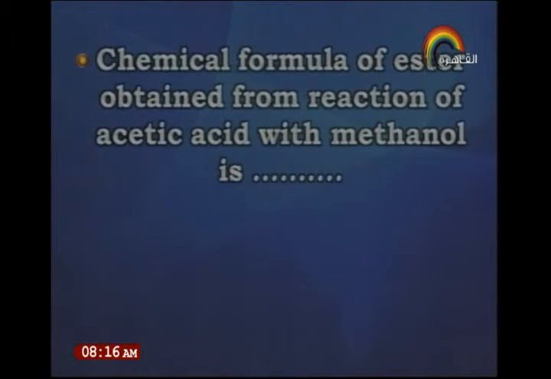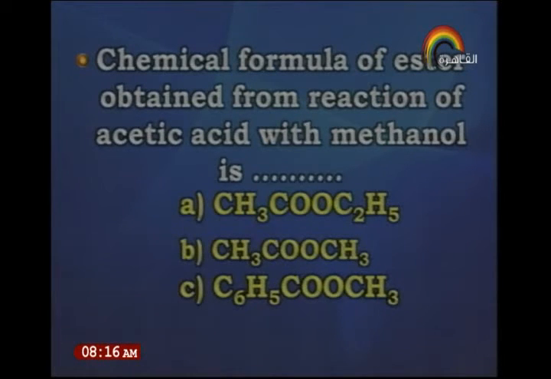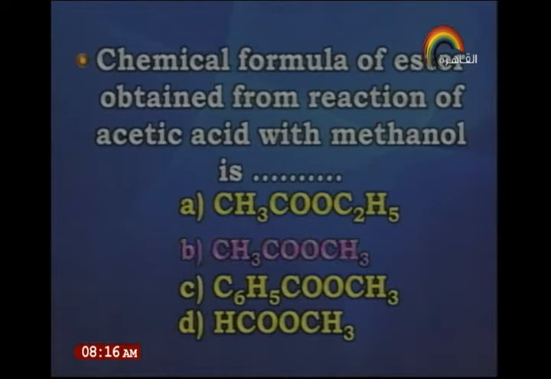Next point, the chemical formula of ester obtained from reaction of acetic acid with methanol is what? Is it CH3COOC2H5, CH3COOCH3, C6H5COOCH3, HCOOCH3? In order to solve this question, my dear student, you have to write the chemical equation between the acetic acid and the methanol, and then you will find the answer. It will be CH3COOCH3.